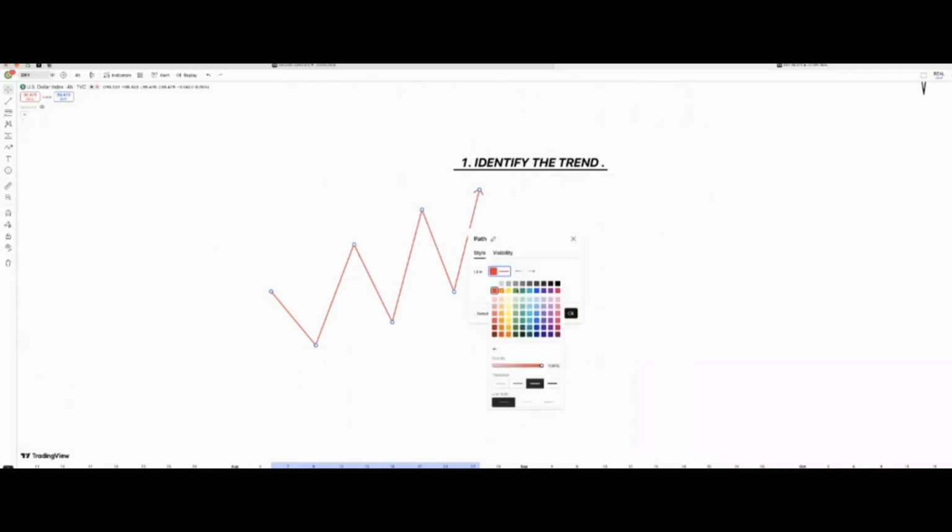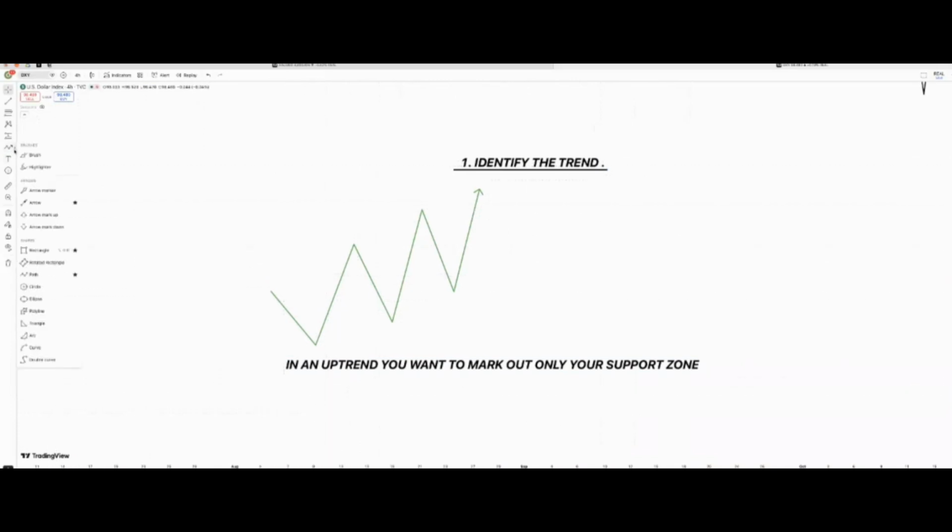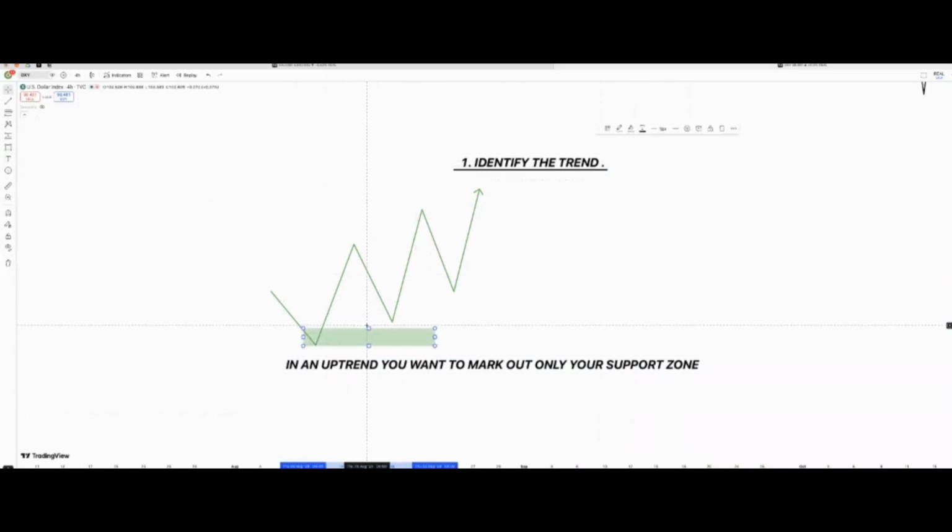Once you identify your trend, and for instance you see it's an uptrend, you want to mark out only your support zones. Because in an uptrend, we expect price to use the lows and create a higher high. We expect the lows to hold and the highs to be taken out. So in an uptrend, you want to mark out your support areas.